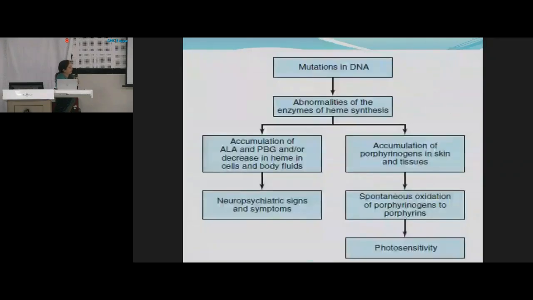So what happens in porphyrias? There is mutation in DNA, abnormalities of the enzymes of heme synthesis. So there may be two types. First, due to accumulation of ALA and PBG and decrease in heme in cells and body fluids. So the symptoms are neuropsychiatric. We have already seen how the neuropsychiatric symptoms occur. And second is due to accumulation of porphyrinogen in skin and tissues. So there will be photosensitivity and skin lesions in the second type of porphyrias.